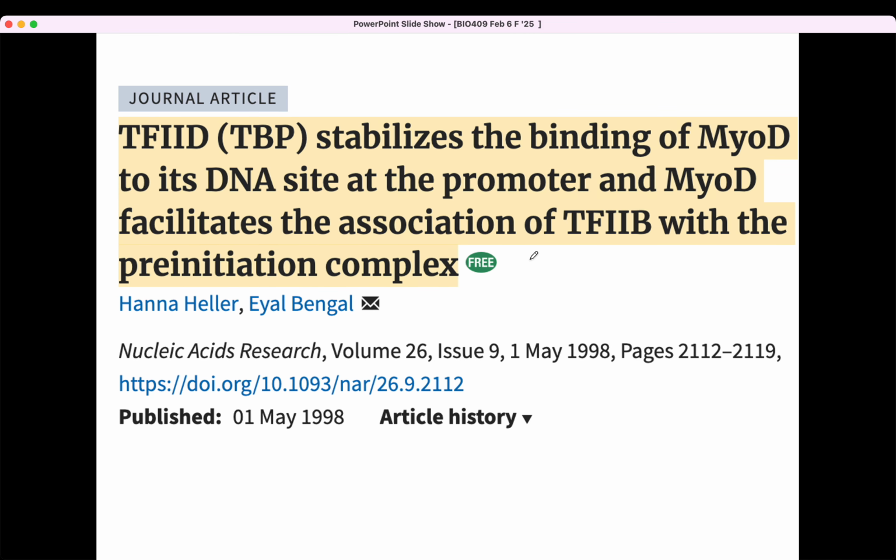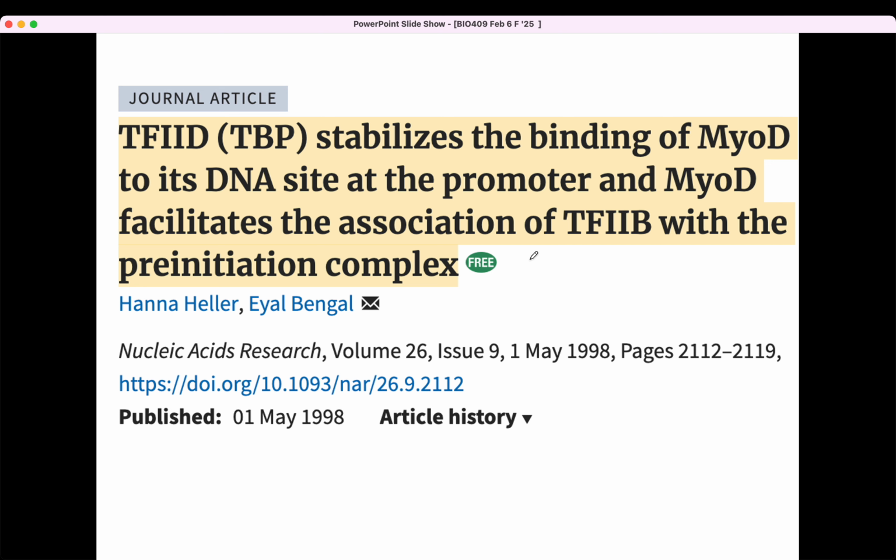TBP stabilizes the binding of MyoD to its DNA site. And they're using the promoter in a broad sense, right? The proximal promoter, distal promoter, like there's some people like to talk about it that way. So they're meaning to its DNA site, the enhancer. And in turn, MyoD facilitates the association of TBP with the pre-initiation complex.